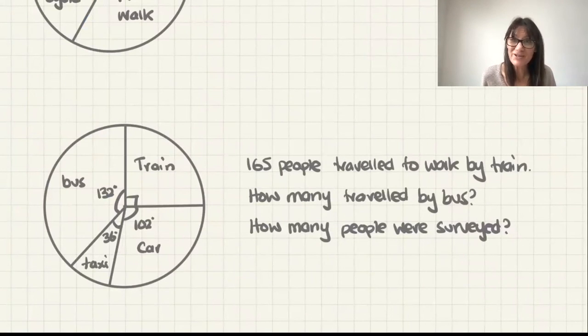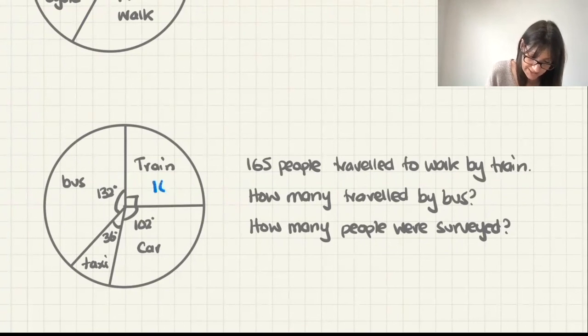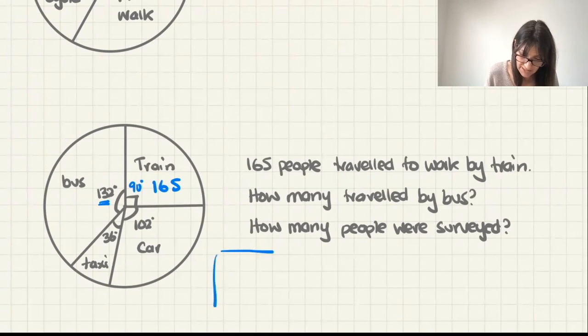Okay, so let's do this one. Press play when you're ready. Okay, so I've got 165 people travel to work by train. So I've got 165 people in that section there. And they want to know how many people traveled by bus. All right, I've got the right angle, so I know that's 90 degrees. I've got 3 pieces of information. So that one's a bit easier for us to see.